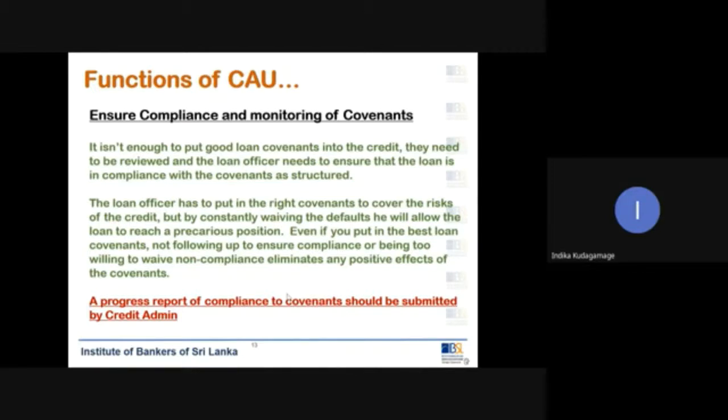Then system related things, the business line should not be allowed to handle the system. No input should be done by the business line to the core banking system. It is an independent party who will replicate the approval, do the disbursement, do the follow-ups, do the monitoring and measurements. That is the independent party, that is the CAU. So these are the main functions of CAU. So that is the story about CAU, the Credit Administration Function.